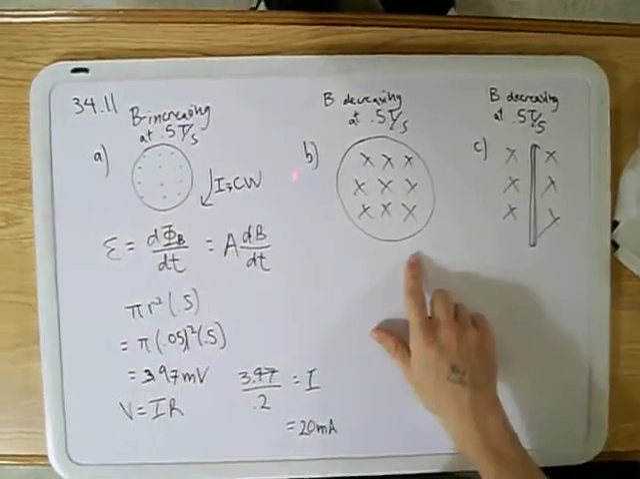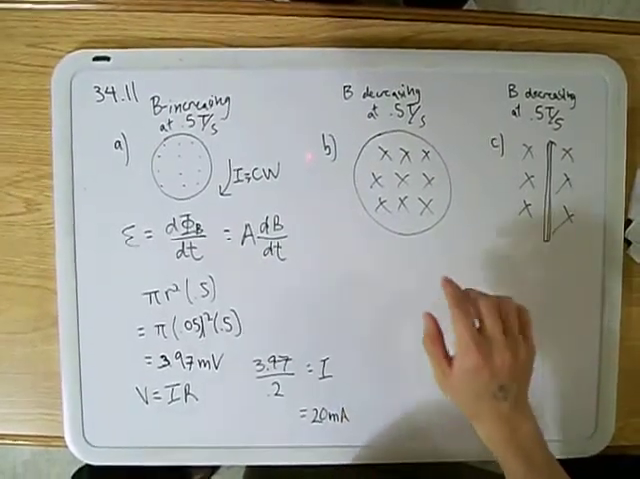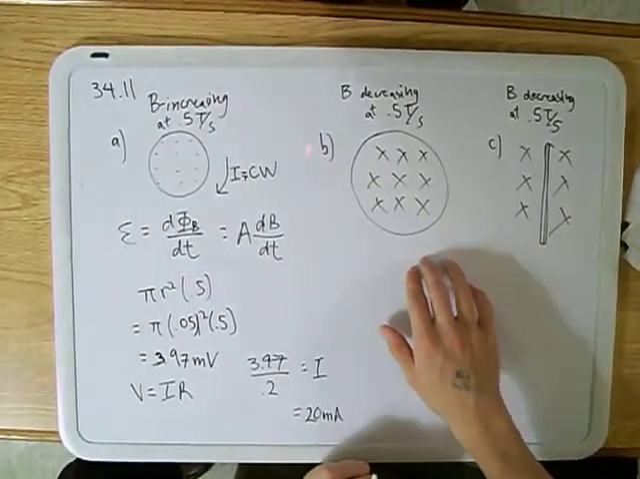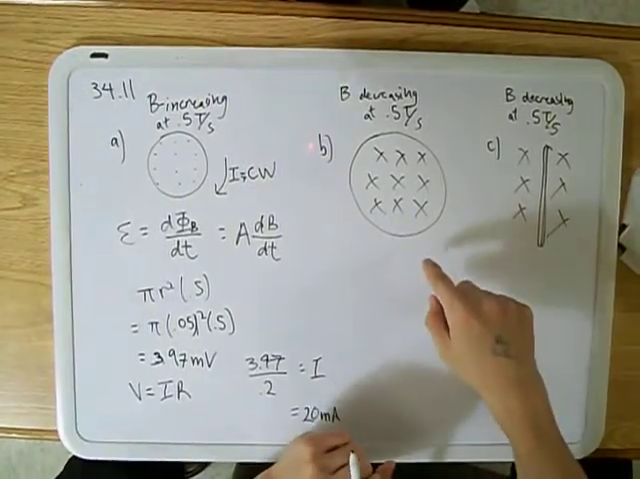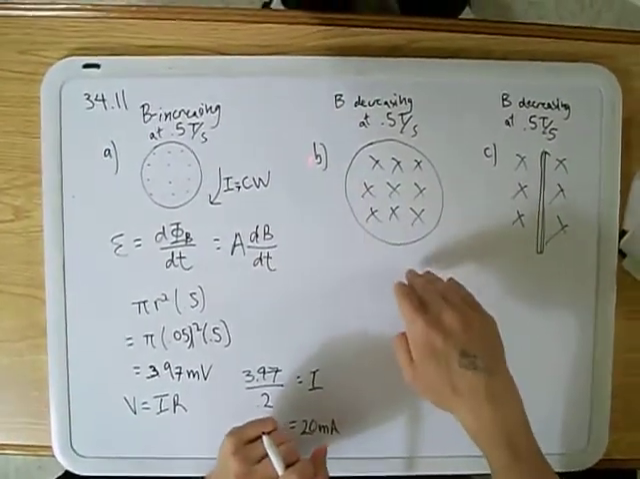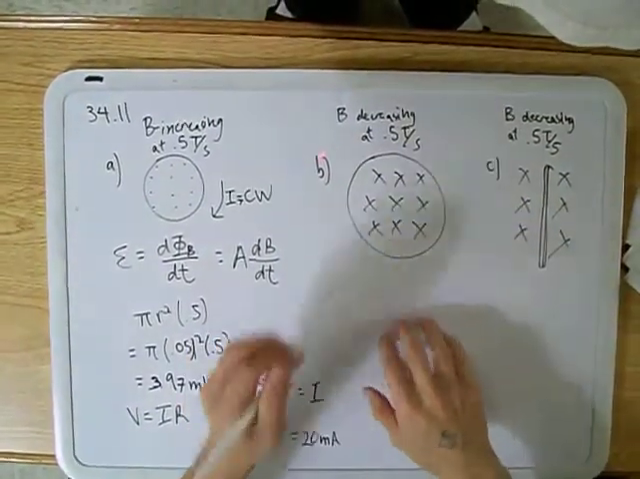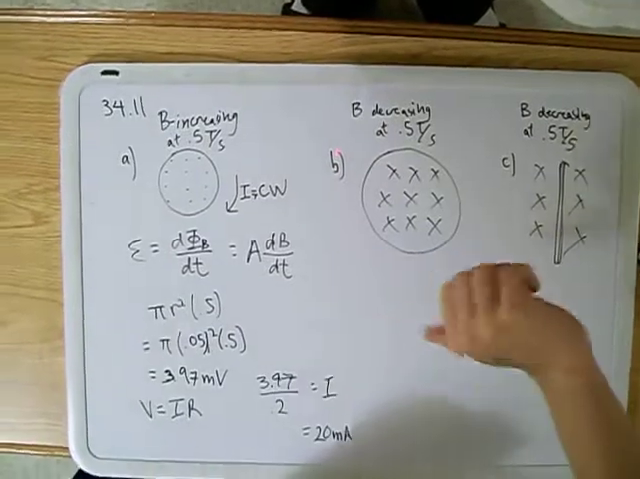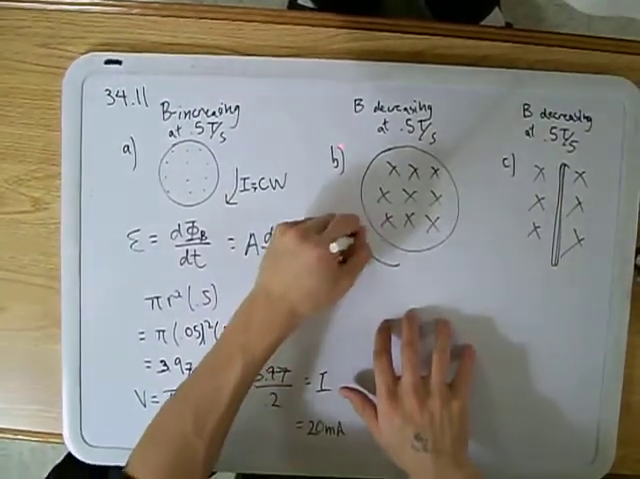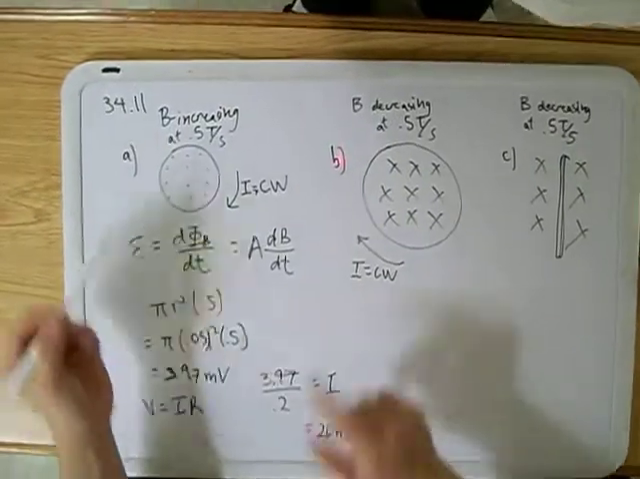Now for part B, the magnetic field is decreasing at 0.5 teslas per second into the board. So to oppose that decrease into the board, you want your induced magnetic field increasing into the board. So to go into the board, using the right hand rule, your current has to go clockwise as well. And it's the same process.